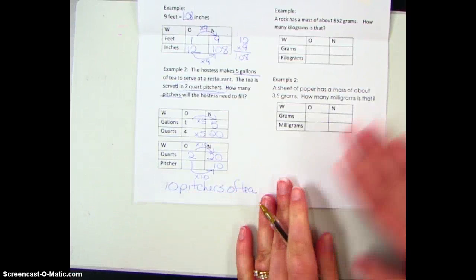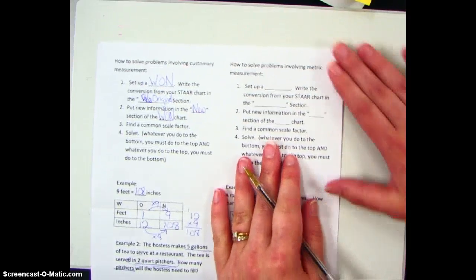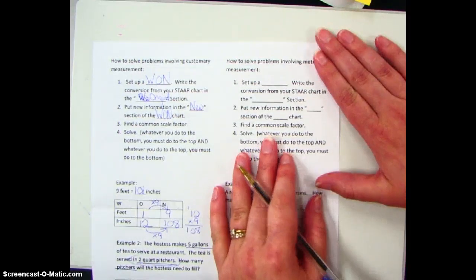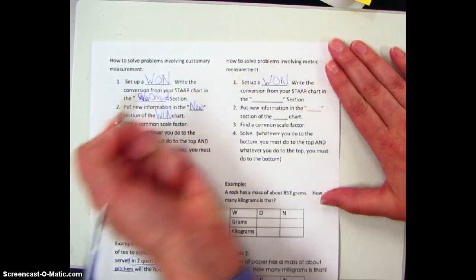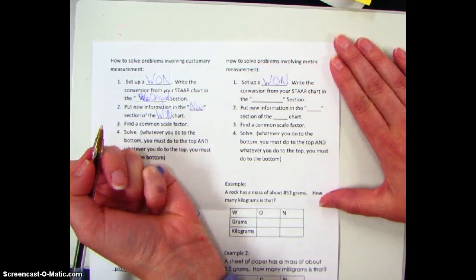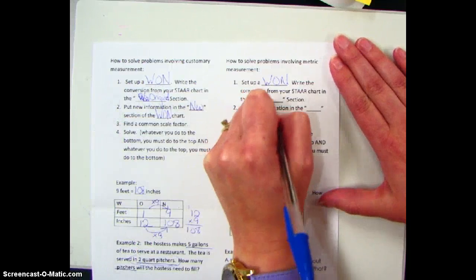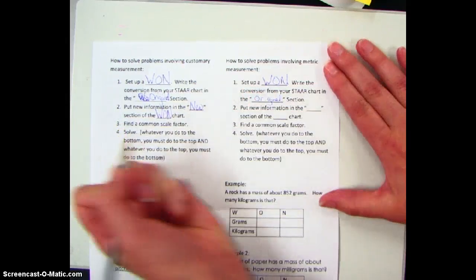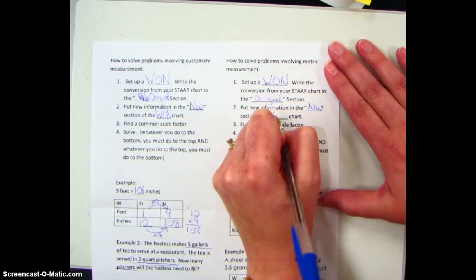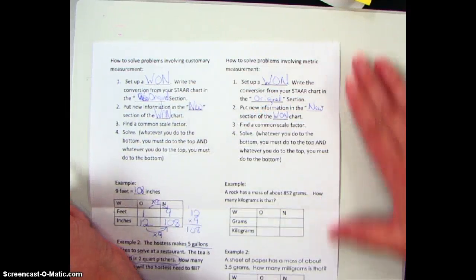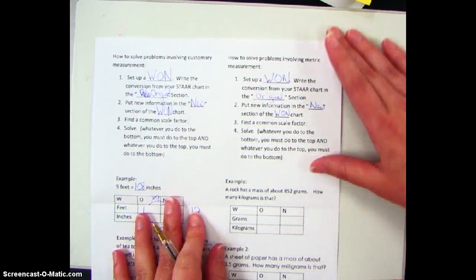All right, let's head over to the right-hand side where we are dealing with the metric measurement system. Okay, we're going to set up the 1 chart. We're going to write the conversions in our star chart in the original section. Notice how it doesn't change. Put the new information in the new section of the 1 chart. Find a common scale factor and solve.